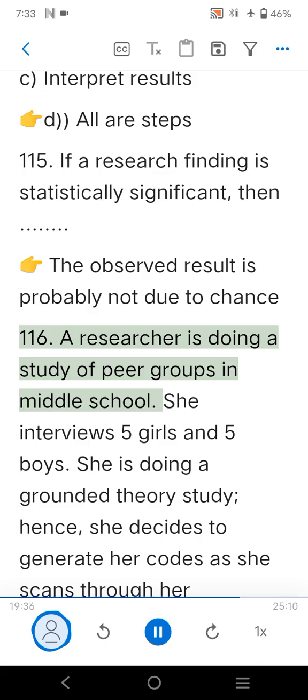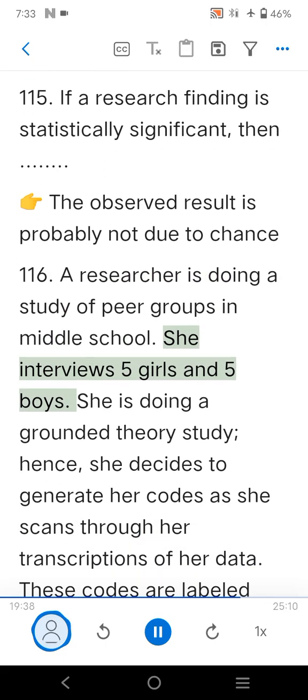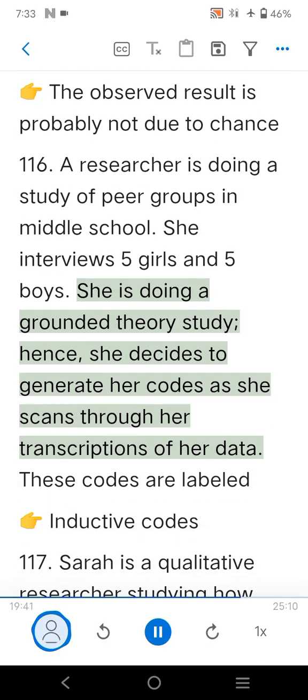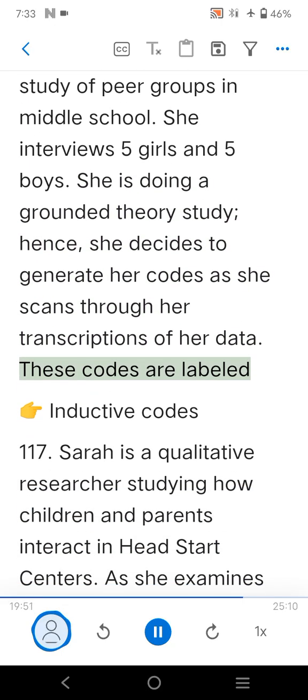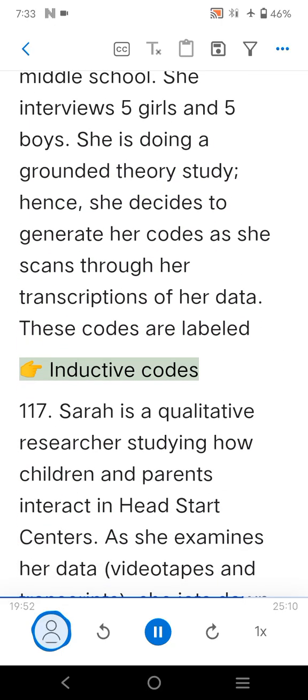116. A researcher is doing a study of peer groups in middle school. She interviews 5 girls and 5 boys. She is doing a grounded theory study, hence, she decides to generate her codes as she scans through her transcriptions of her data. These codes are labeled inductive codes.